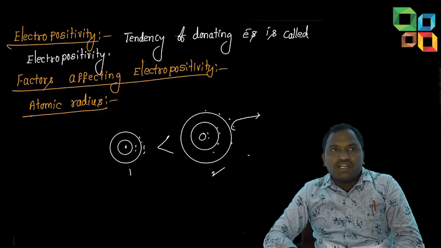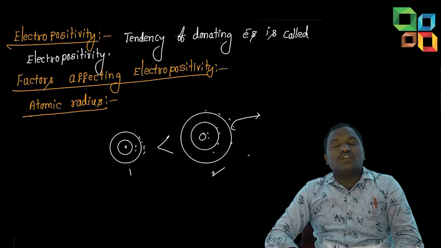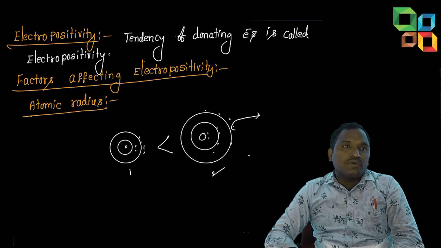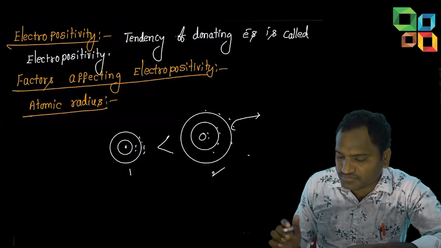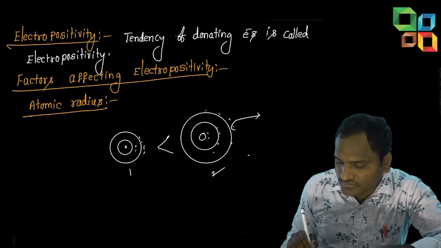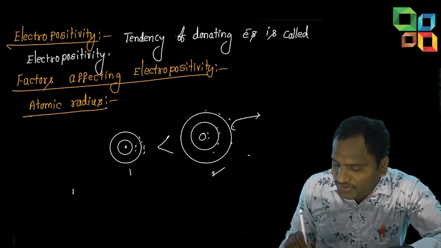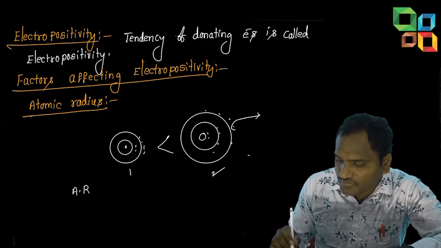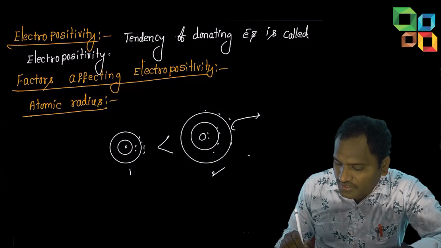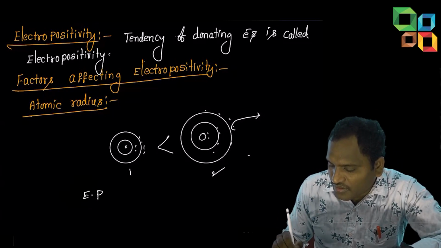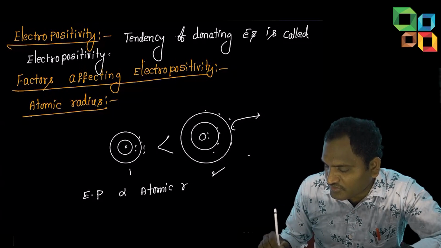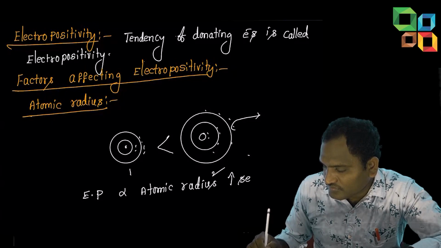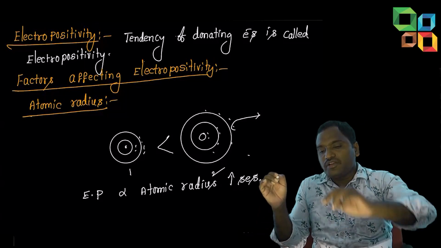So as atomic radius increases, electropositivity also increases. It is nothing but metallic character that is also increased. Metallic character and electropositivity, you can write same. So from this, what can we write, students? Electropositivity is directly proportional to atomic radius. As size of atom increases, atomic radius increases.